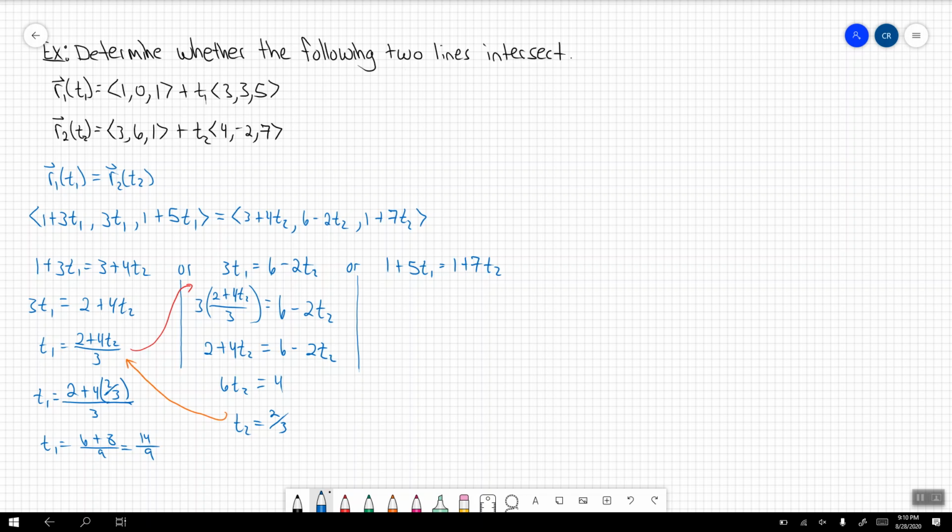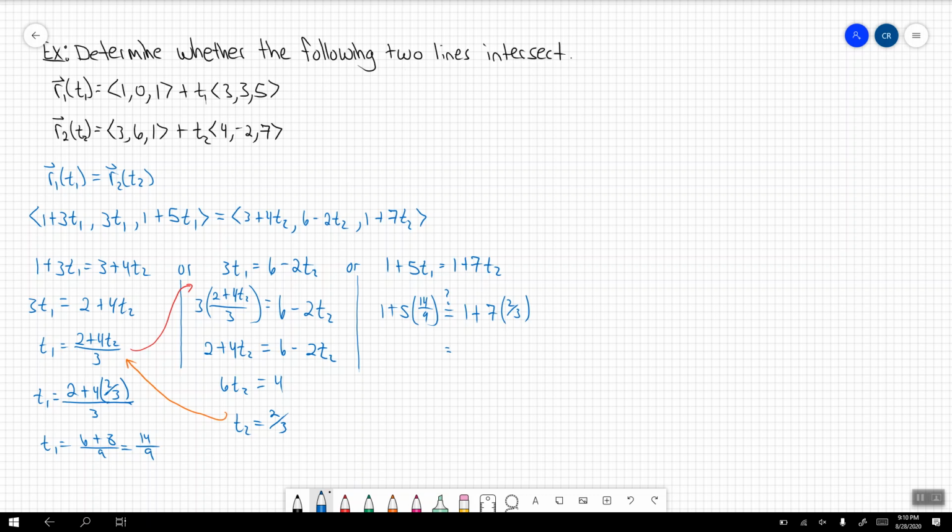So let's make those substitutions here. 1 plus 5 times t sub 1, which is 14/9, is possibly equal to, I'm going to put a question mark because I don't know yet, 1 plus 7 times t sub 2, which is 2/3.